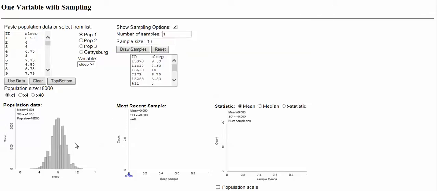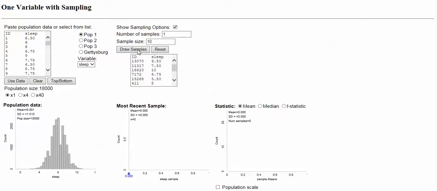So right here's a website where I can sample from a population. What this is showing is a population of 18,000 people, and here we see each person's ID number, and here we see each person's sleep time. It's just the number of hours that each person sleeps per night, and it lets me take a sample size and then take a random sample from that population and then collect data from the sample.